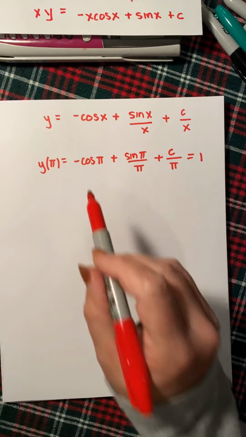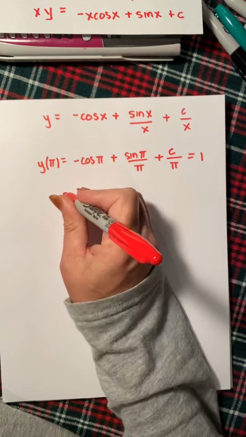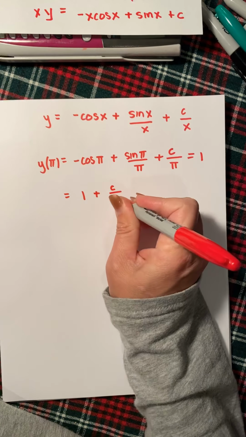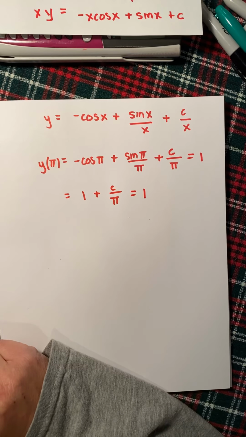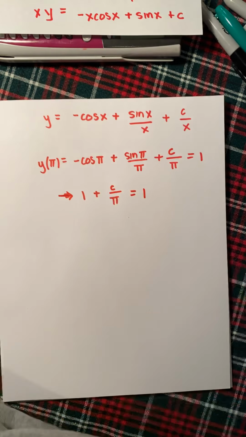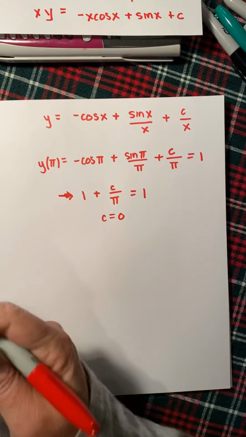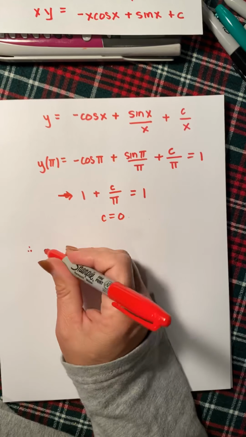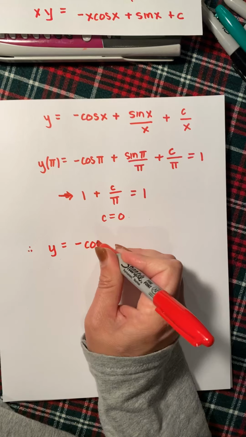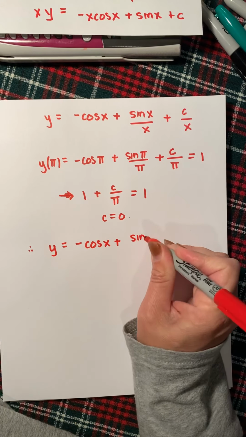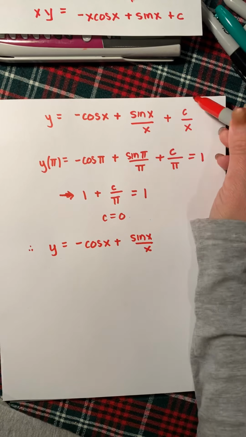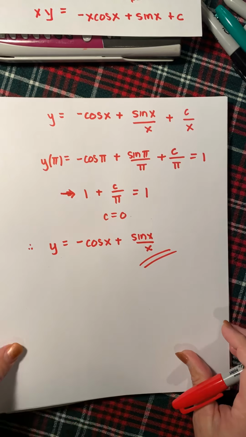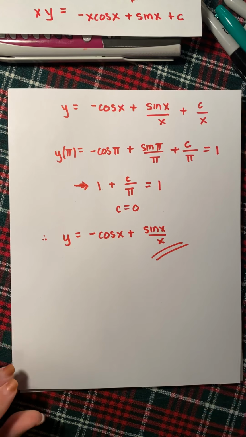So let's just do this here. Cosine of pi is negative 1, so negative 1 is positive 1. Sine of pi is 0, so this term goes away, plus c over pi equals 1. Let's do that. So here we can see that c has to be 0. Subtract 1 from both sides, and only 0 divided by pi would give us 0. So therefore, my particular solution is going to be negative cosine of x plus sine x over x, and that's it. This goes away. So that is the particular solution to the initial value problem that we were presented with.